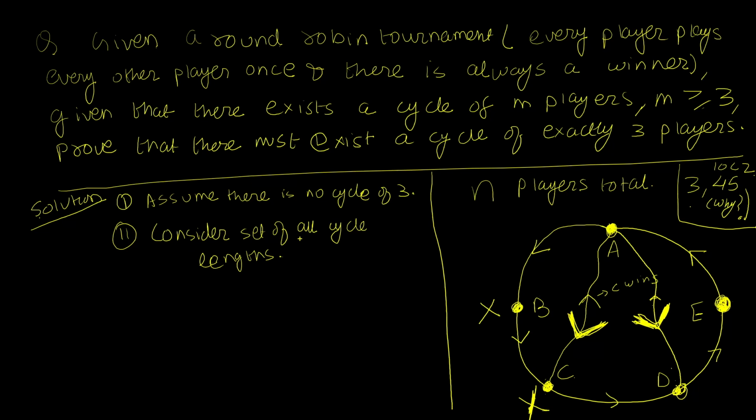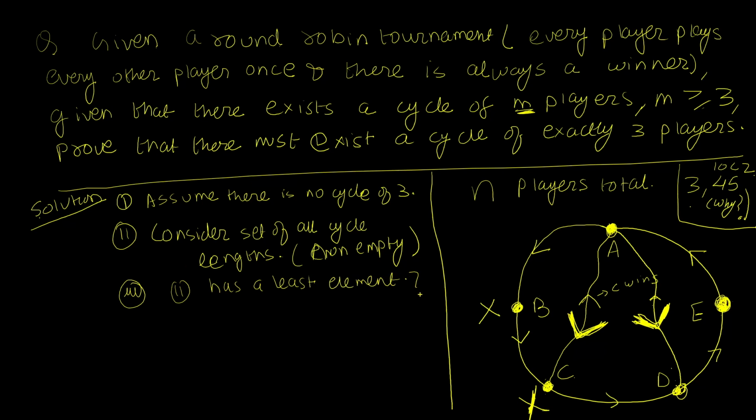Okay, the next thing that I'll do is to claim that this set is non-empty, because I'm given that there is at least one cycle of M players. This is given by the question. So that cycle will be inside this set of cycles. So I can guarantee this will be non-empty. Then we can claim using the well ordering property that this set has a least element.